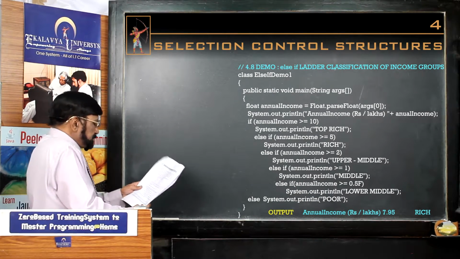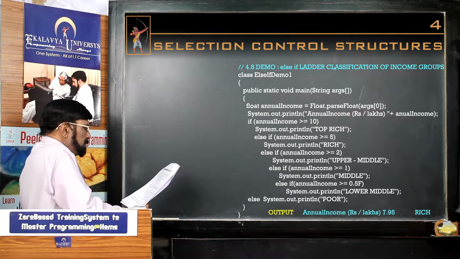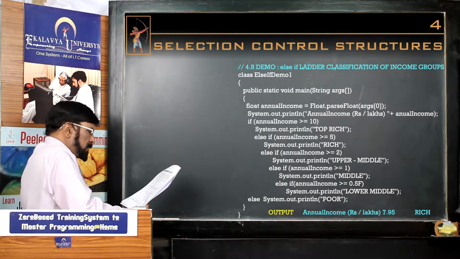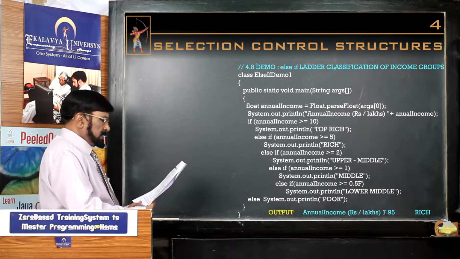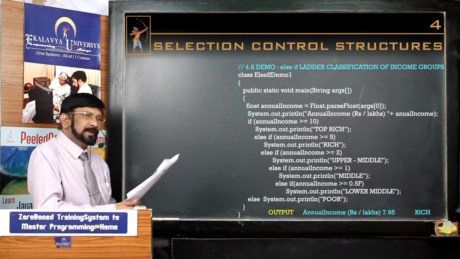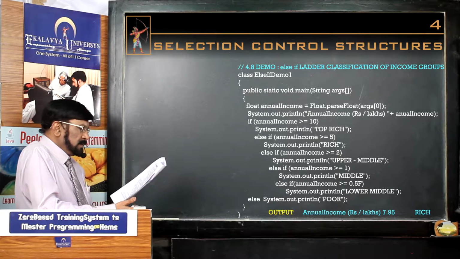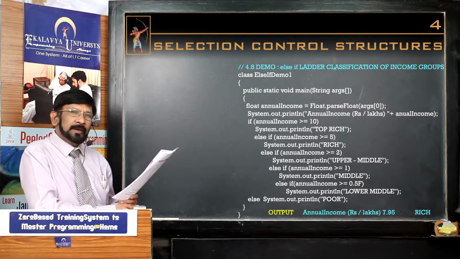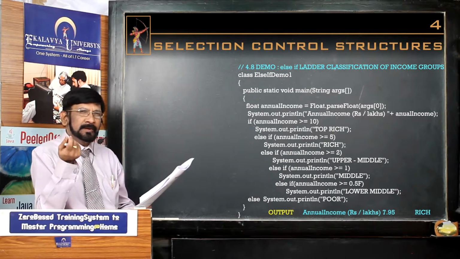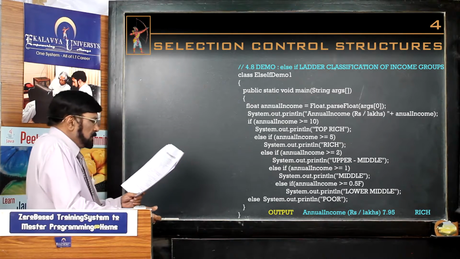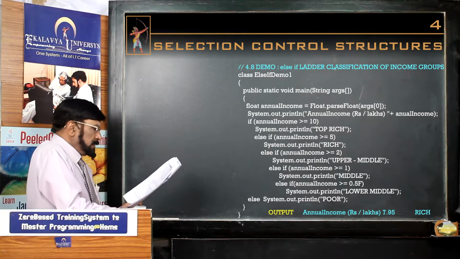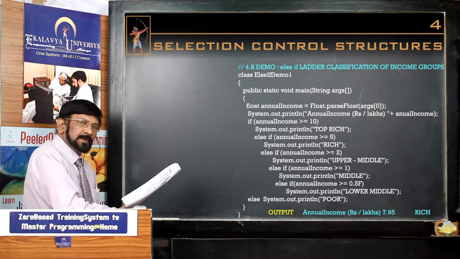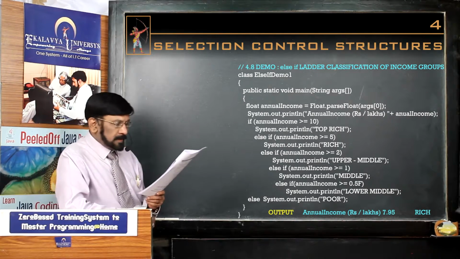Now we see here annual income we are entering through command line argument, thereafter that is stored in arg0. I have taken int, but you can take a float. If you want to take int, that is also possible. So if you take int, you have to use Integer.parseInt.